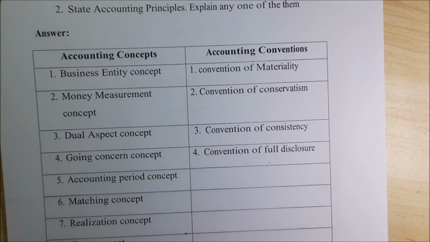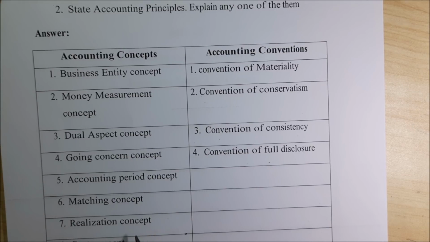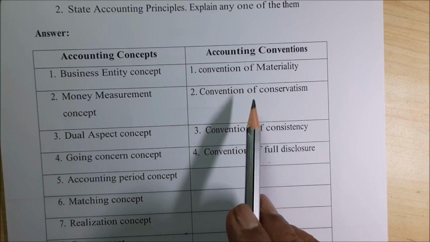Then money measurement concept. What is money measurement concept? For all transactions, you should have the value in money. I cannot say I have bought some goods. No, you should mention for how much you have bought goods. That is what is meant by money measurement concept. Dual concept. What is dual concept? For every debit, there should be a corresponding credit. Right? It cannot be one way. It should be two way. Likewise, you can explain any one of matching concept, realization concept, cost concept, or convention of materiality. Whatever.